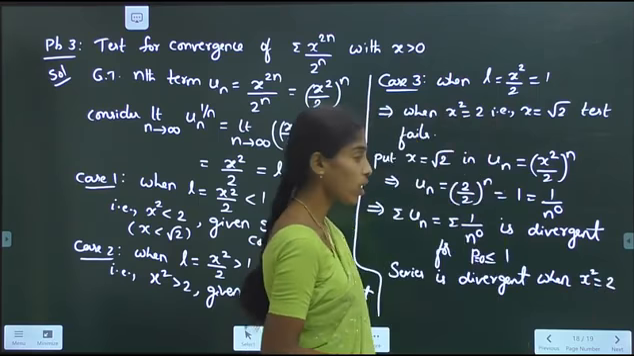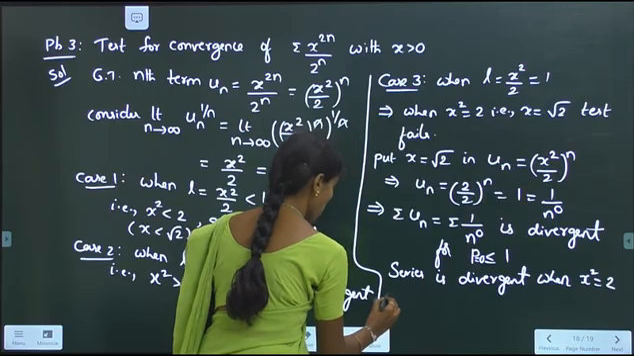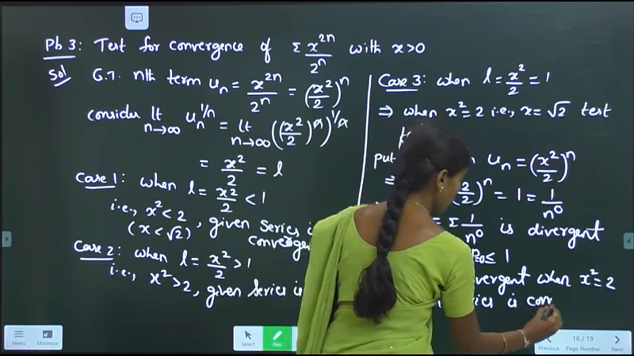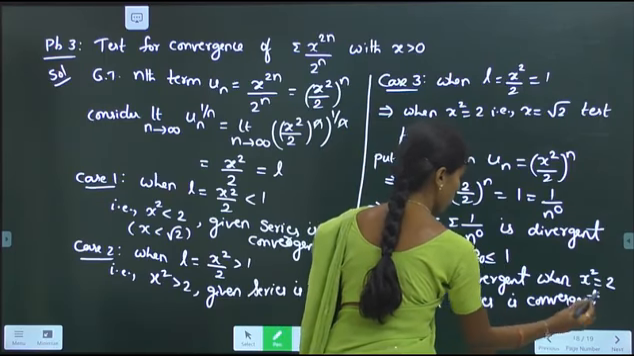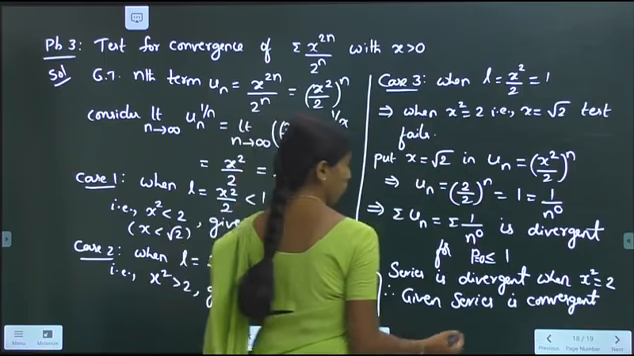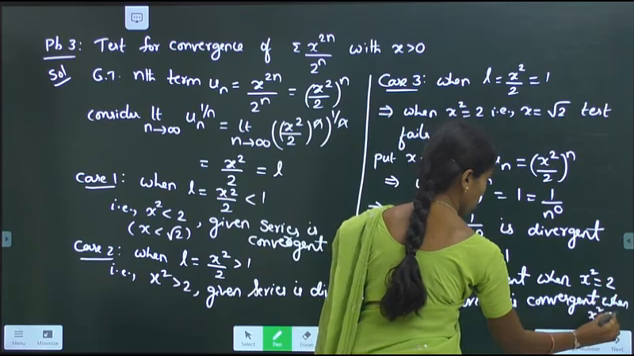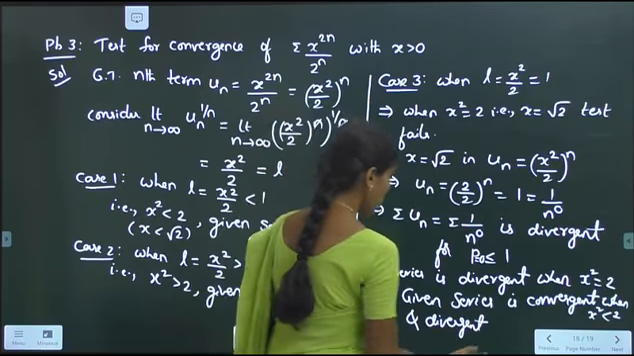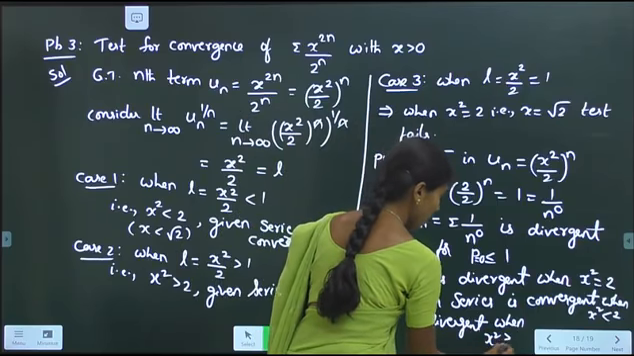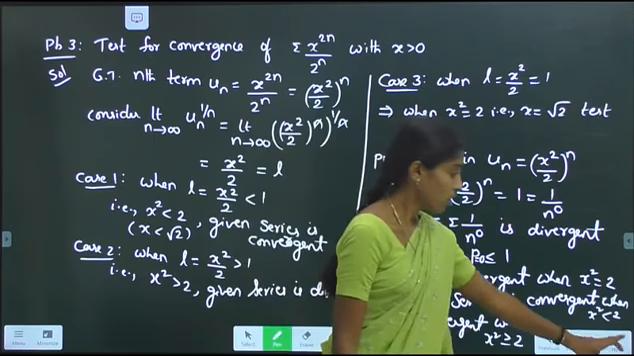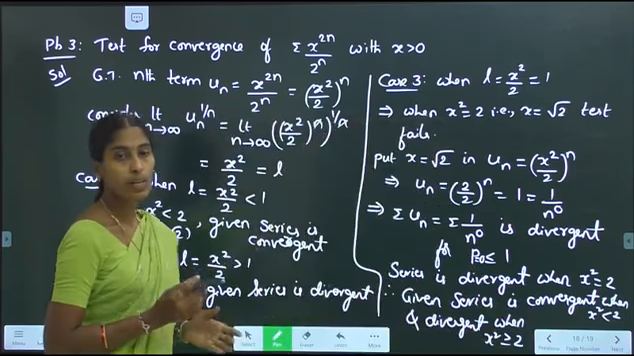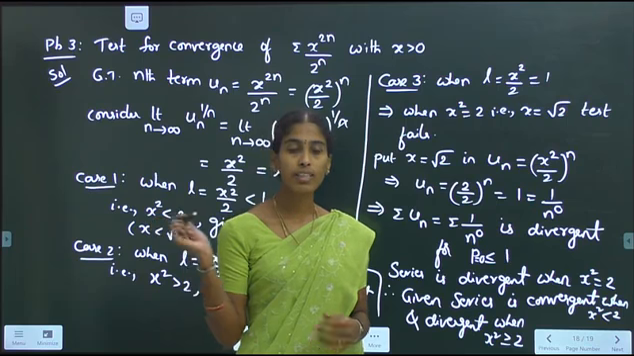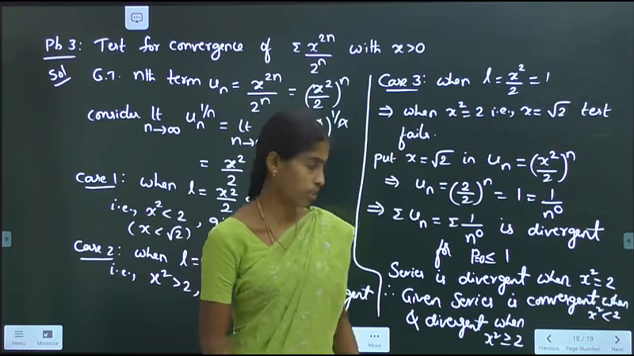So now we have to write down the overall conclusion. Therefore, the given series is convergent when x square less than 2, and divergent when x square greater than or equal to 2, right? This is the problem. Whenever the case 3 test of failure is there, we have to apply any suitable test and decide whether the series is convergent or divergent. This failure case occurs in both the ratio test and also Cauchy's nth root test.